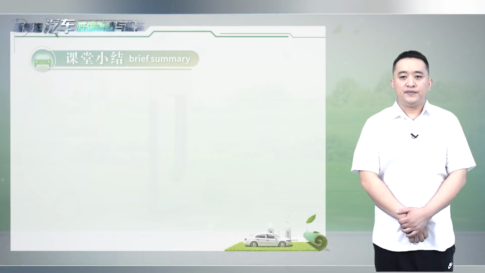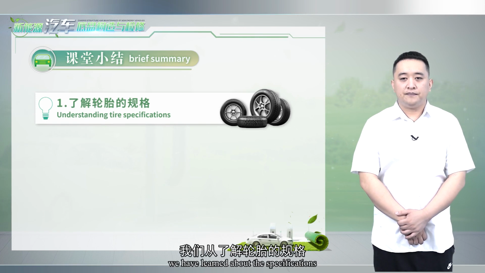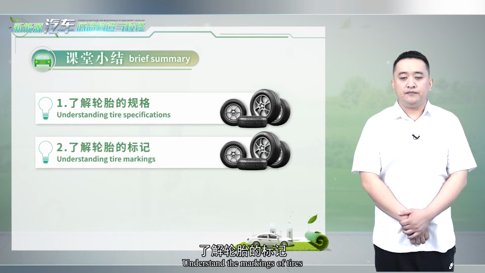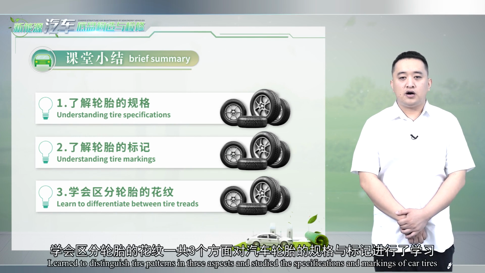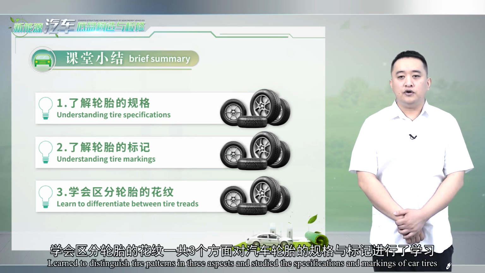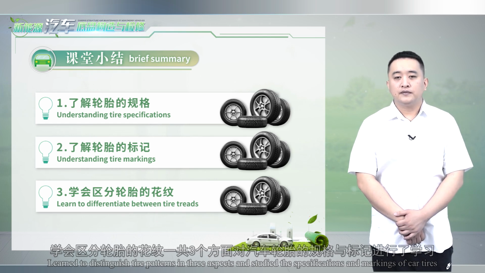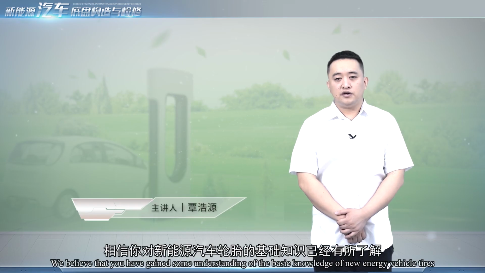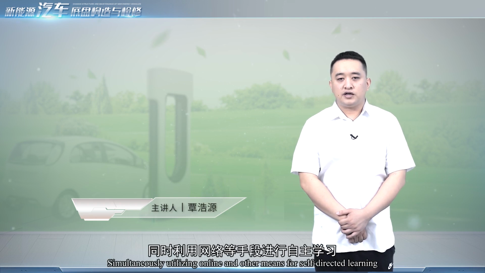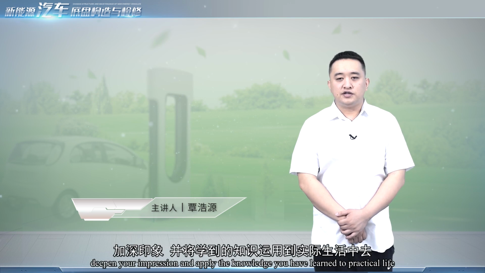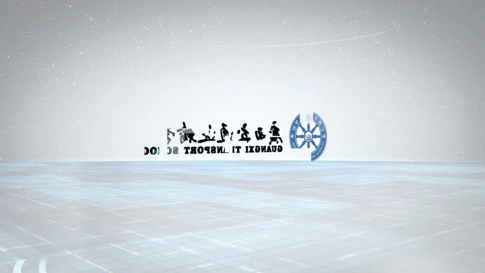In this course, we started by understanding the specification of tires, understanding the markings of tires, and learning to distinguish tire patterns, 3 aspects in total, and studied the specification and markings of car tires. I believe you already have a basic understanding of new energy vehicle tires. I hope you can review more, simultaneously utilizing online and other means for self-directed learning to deepen impressions and apply the knowledge learned to practical life.